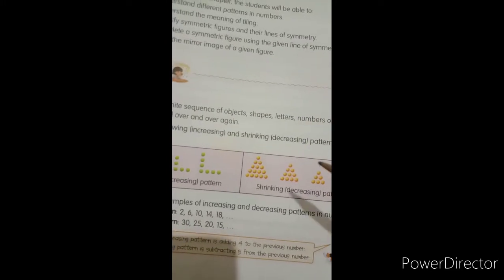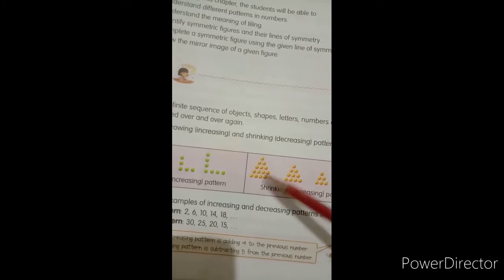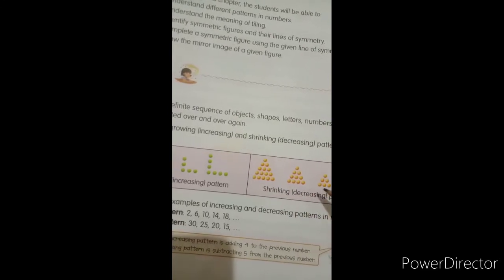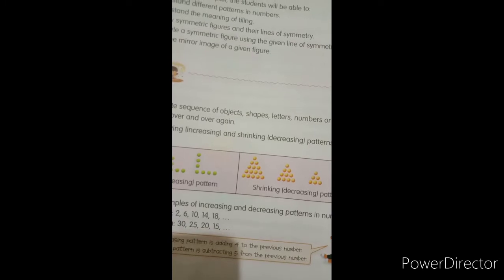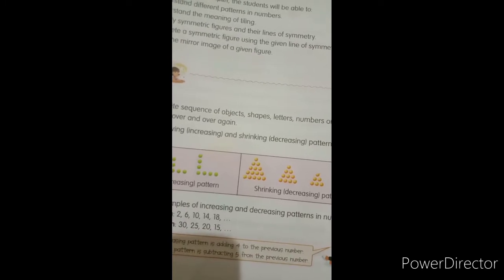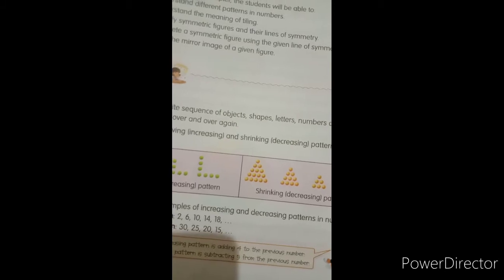The next pattern is shrinking or decreasing pattern. In this pattern, that square triangle shape is shrinking or decreased in a sequence. यहाँ आप देख सकते हैं कि क्या है, there are some dots in a shape of triangles, और ये shrink हो रहे हैं या decrease हो रहे हैं. ये pattern decrease हो रहा है. So this is a shrinking pattern.